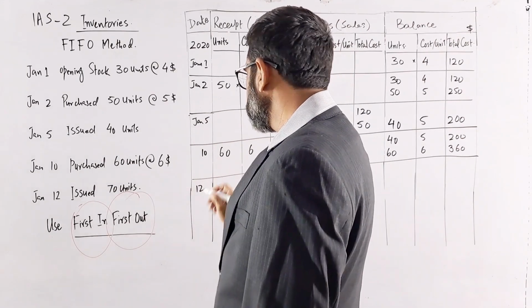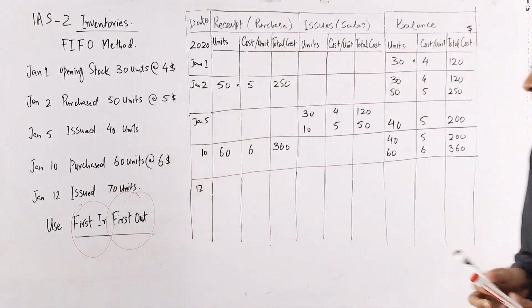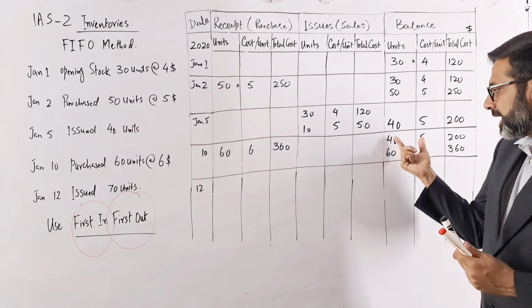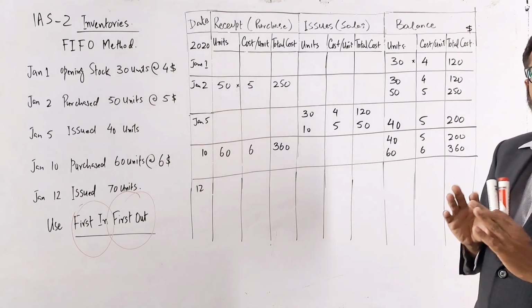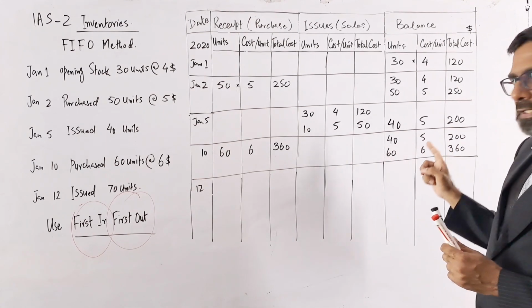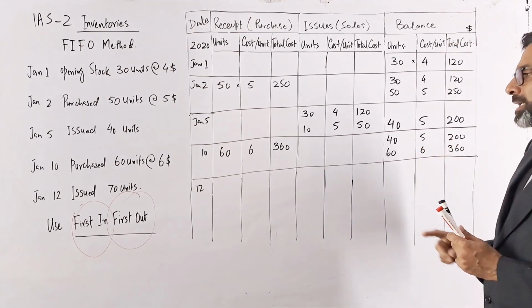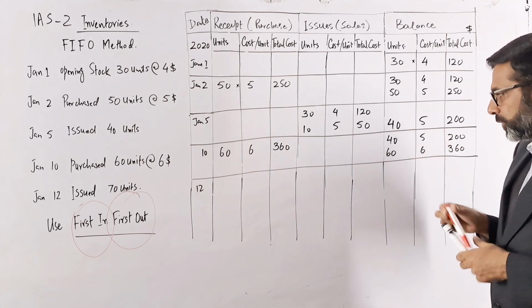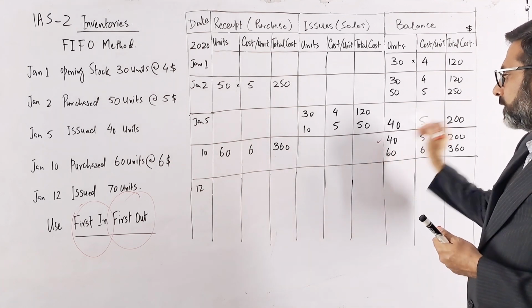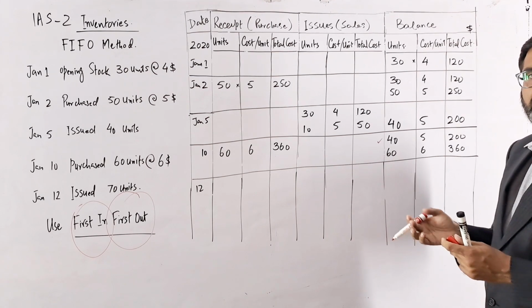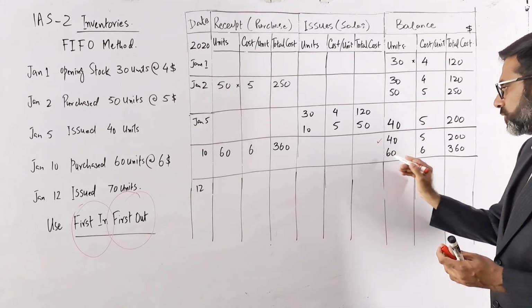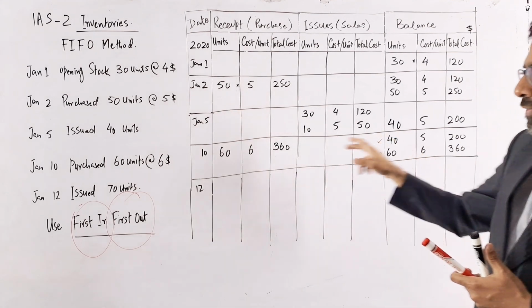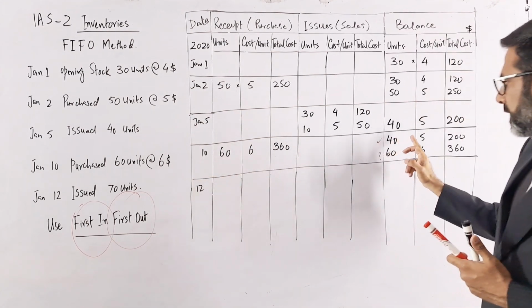Now the last transaction, the 12th one, we have issued 70 units, so they need 70 units. They have two types, or two categories, of units, one at the cost of $5 and one at 6, but they need 70 units. So first priority will be given to these 40 units, and if any more units are required, they will be used from these units. So here we have to issue 70 units, but here we have only 40 units.